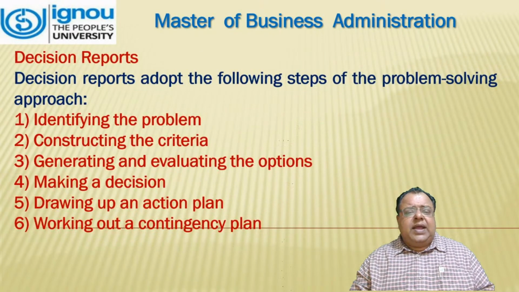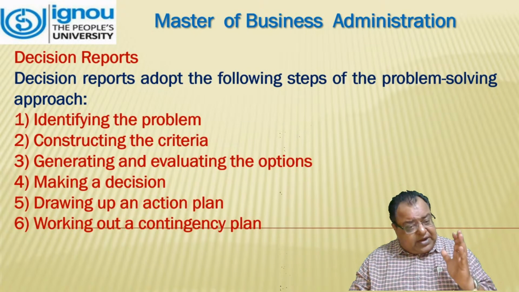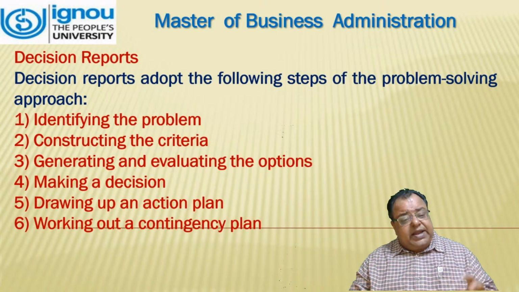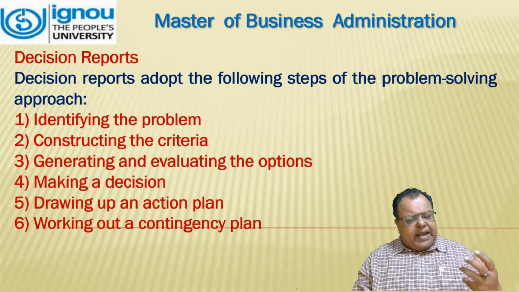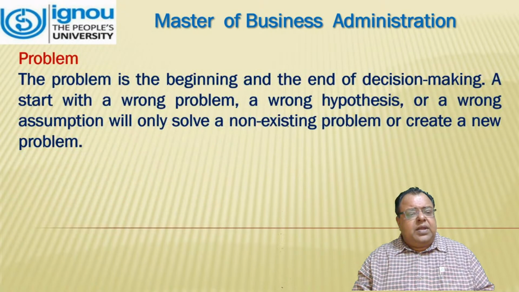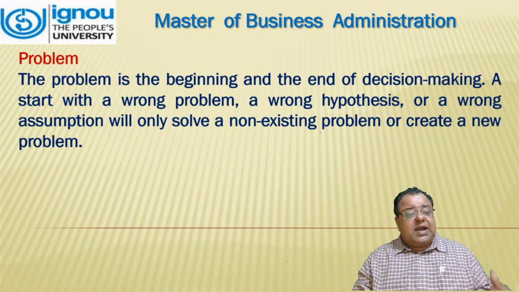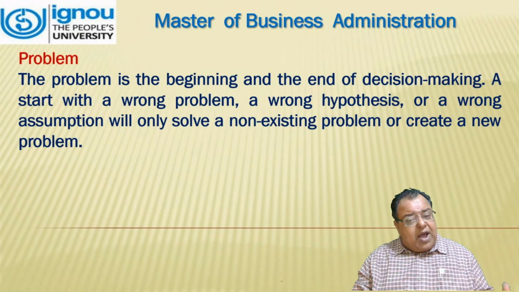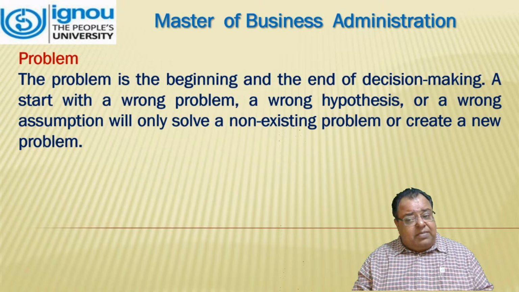Decision reports adopt the following steps of the problem solving approach: identifying the problem, constructing the criteria, generating and evaluating the options, making a decision, or drawing up an action plan, or working out a contingency plan. Now, the problem is the beginning and end of decision making. Starting with a wrong problem, a wrong hypothesis, or a wrong assumption will only solve a non existing problem or create a new problem.